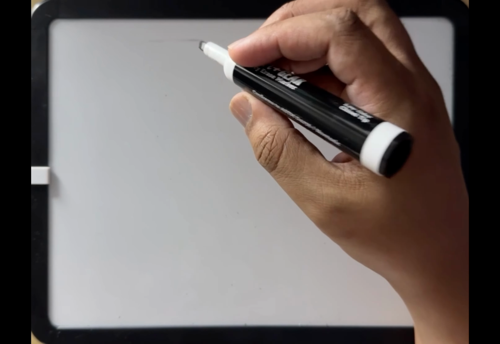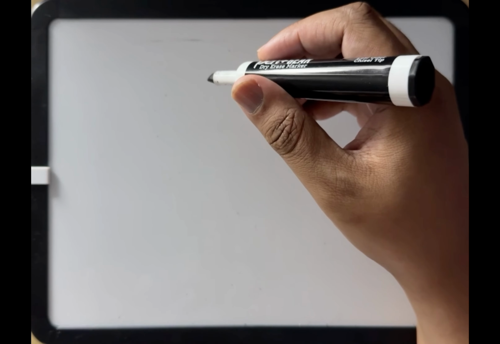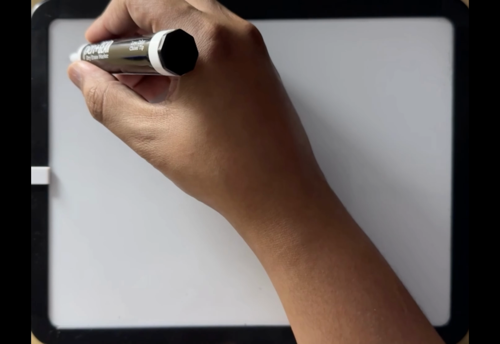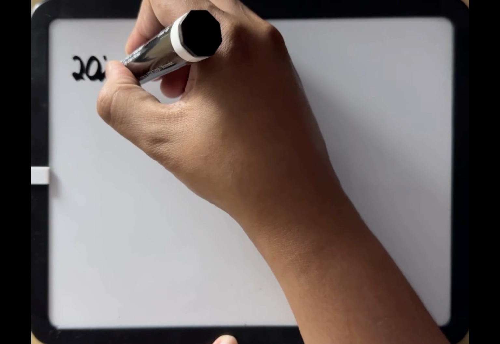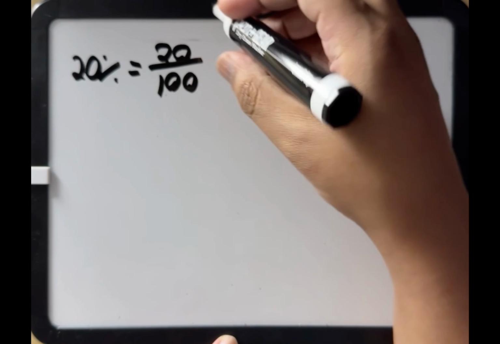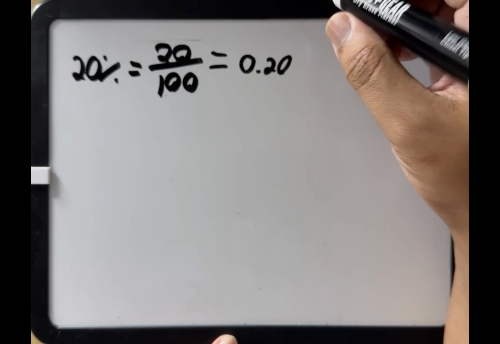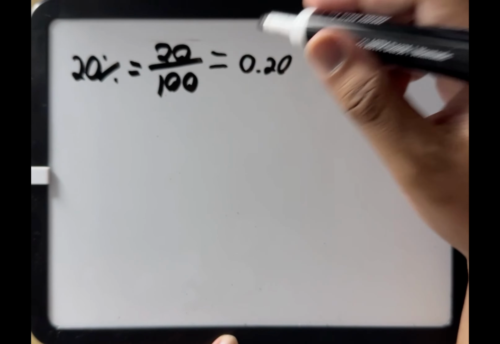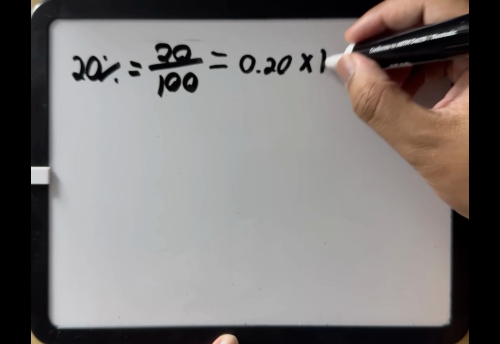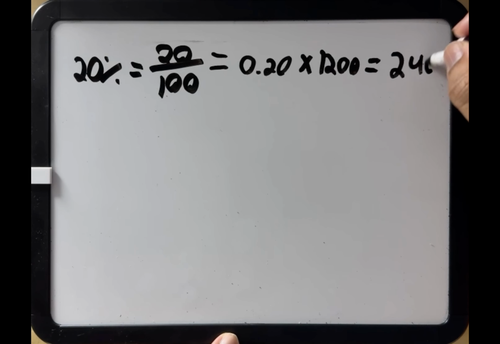Step 1. Apply the 20% discount. So, what is 20% of 1,200? We convert 20% to a decimal first. That's the first step. 20% equals 20 over 100. So 20 divided by 100 gives us 0.20. That's our decimal. Now we multiply to find the discount amount. So 0.20 times our original amount of 1,200 equals 240.